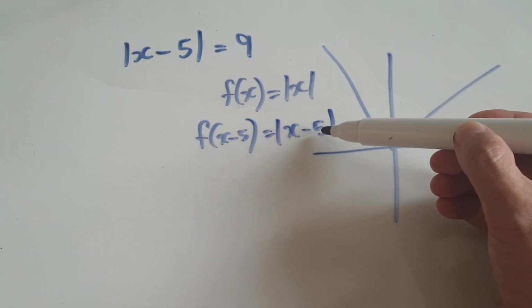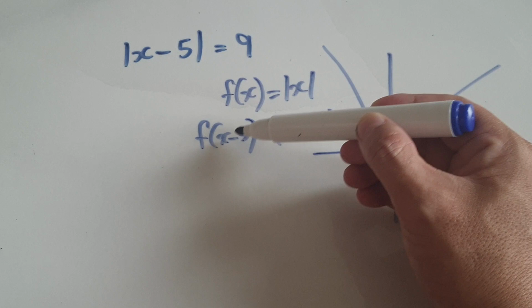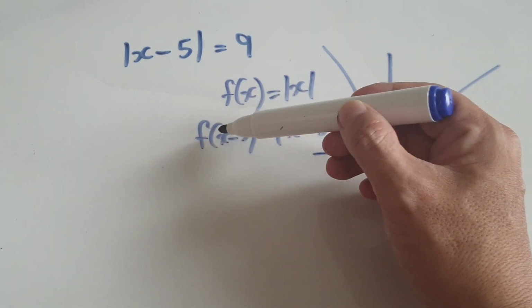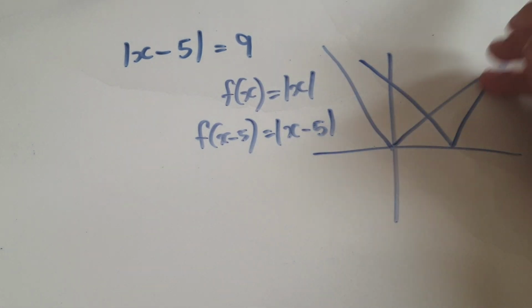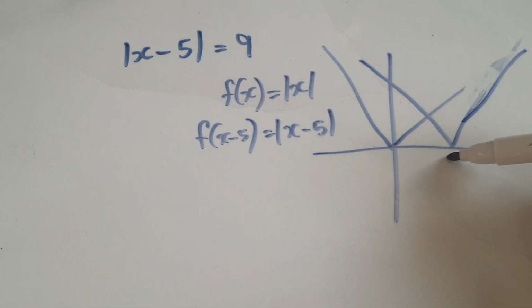Now you have no idea what this looks like, but you do understand this transformation. We have done this before. This transformation will move the graph across by 5. So it will look like this. So it will look something like this. So here's 5.